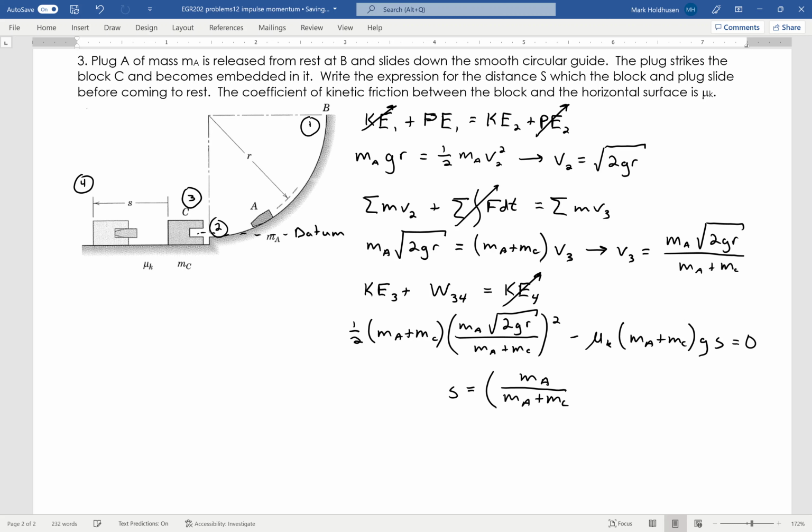I know typically you like to see numbers, but we don't have numbers here. We just have the variables, so we plug those in and we get that. But the bottom line is, knowing the masses and the radius of that curve, I can figure out how far this thing slides. I break the system up into individual pieces to figure out what's going on step by step, using energy or momentum, depending on if I'm dealing with impacts or if I'm dealing with position or time, depending on what I'm looking for.